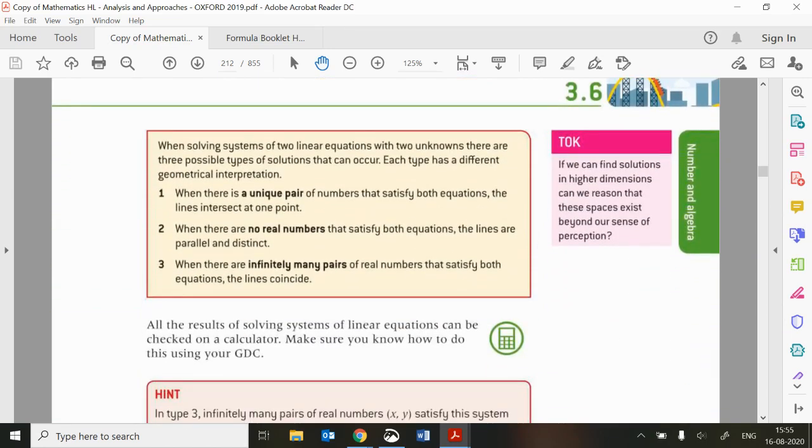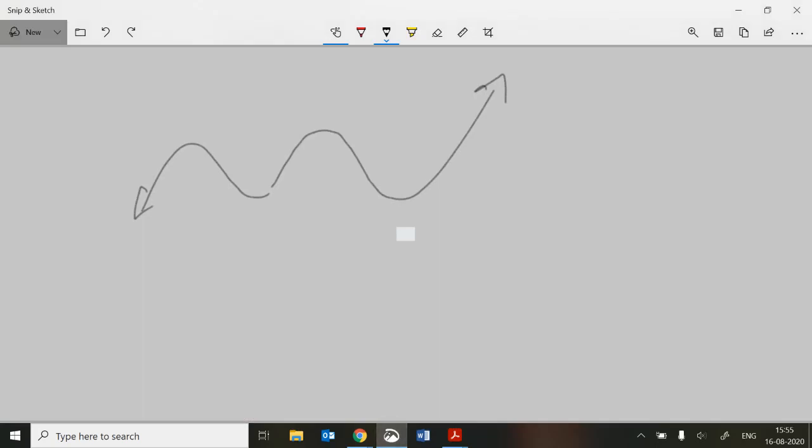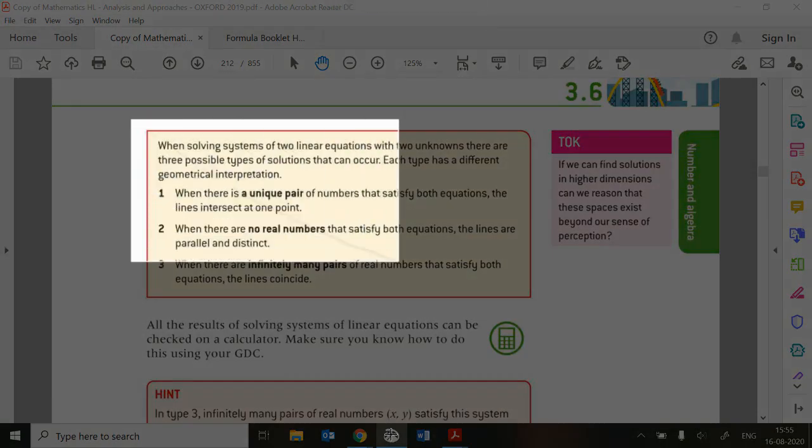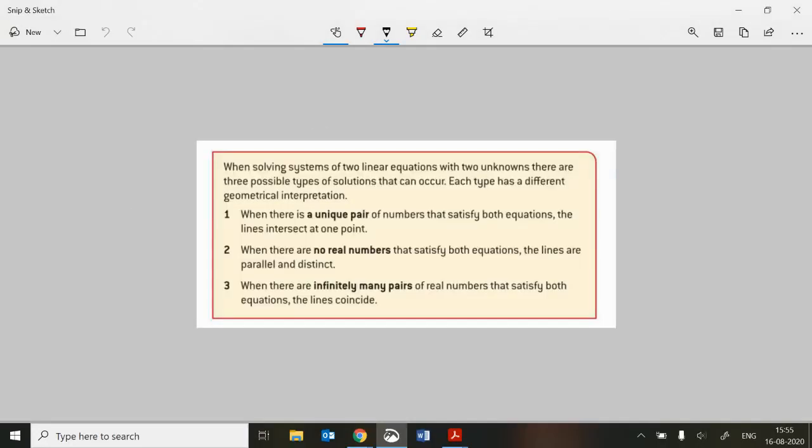Okay, however, I am just going to skip onto this little box here. It's talking about when you solve a set of linear equations. So we're talking about a set of equations, maybe, I don't know, x plus y equals 10, and x minus y equals 5, say, for example.